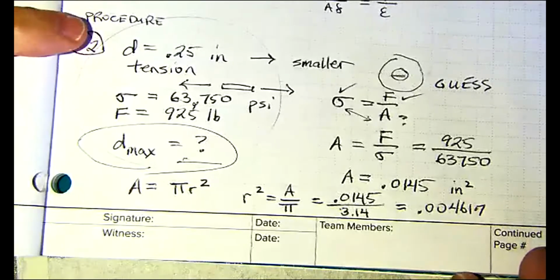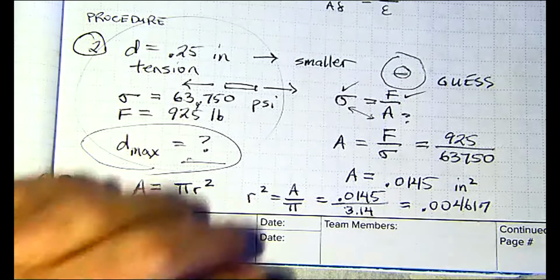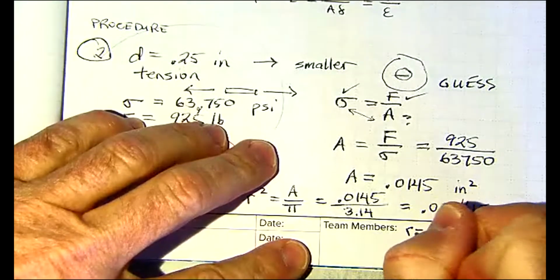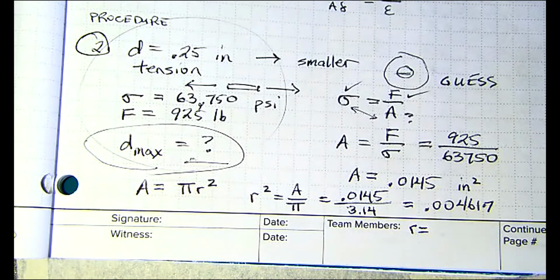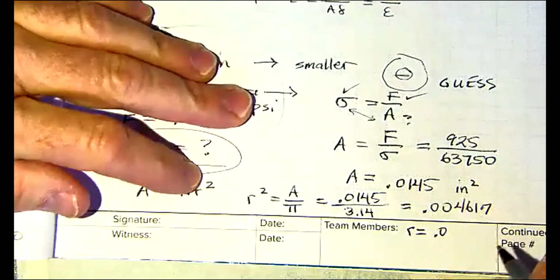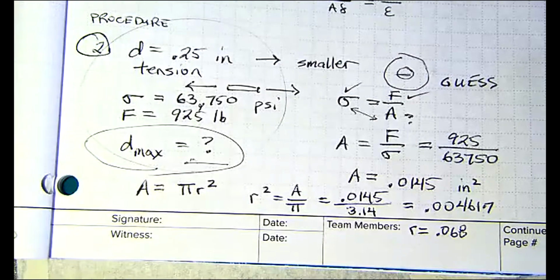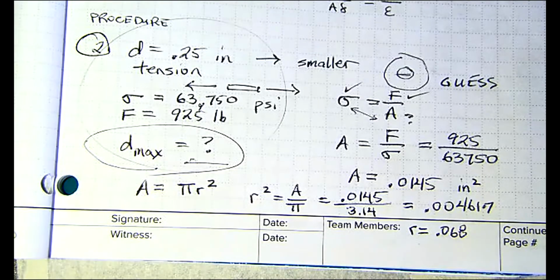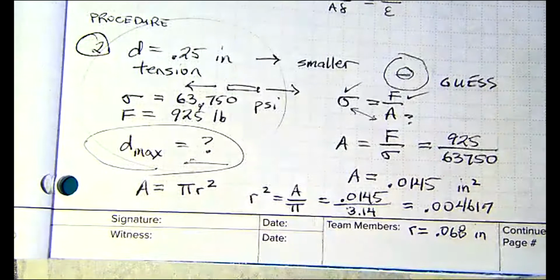Now that, by the way, is not R. Well, what is it? It's R squared. So in order to get R by itself, I'm going to have to square root that. Hey, Siri, what is the square root of 0.004617? Okay, she said a lot of digits, and I kind of got lost. So I just got the first three digits after the decimal, 0.068. That is the radius in inches.